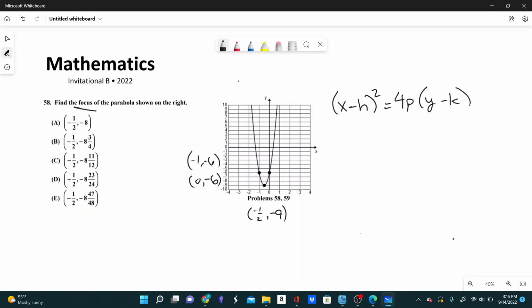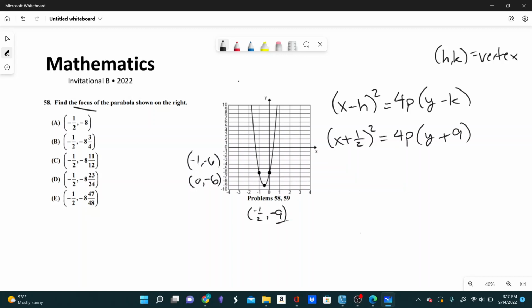So all we have to really do for this problem is solve for p. The other thing is h and k, or the point (h, k), that's the same thing as the vertex. So let me rewrite this with our updated information. It will be x minus h, which is the x-coordinate of the vertex. So x minus -1/2 is x plus 1/2, squared, is equal to 4p times y minus -9, so y plus 9. And now we just have to solve for p.